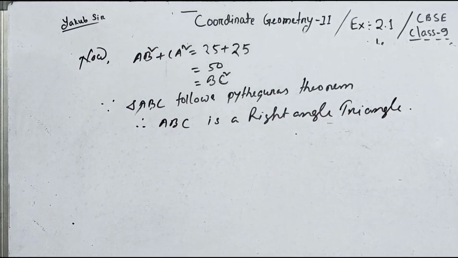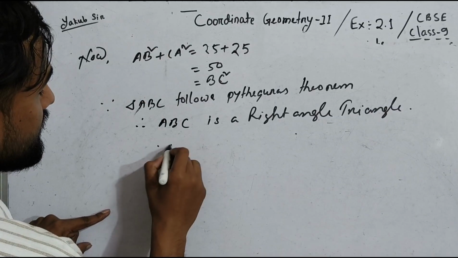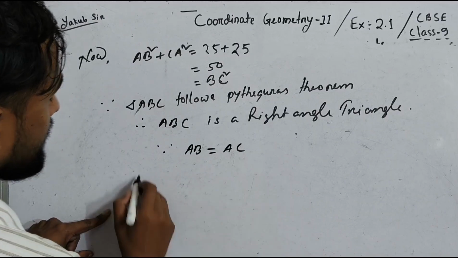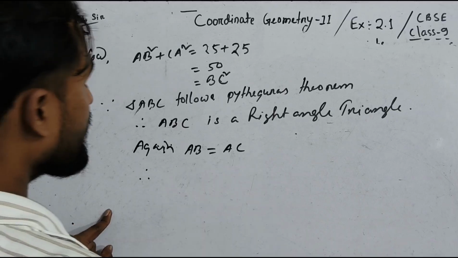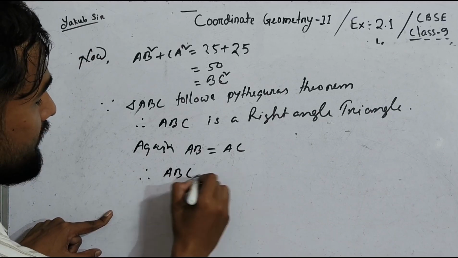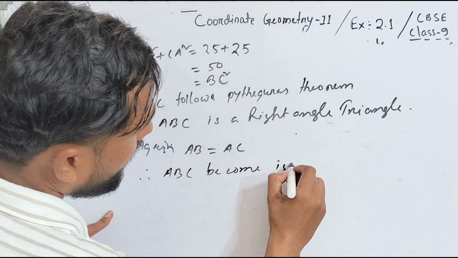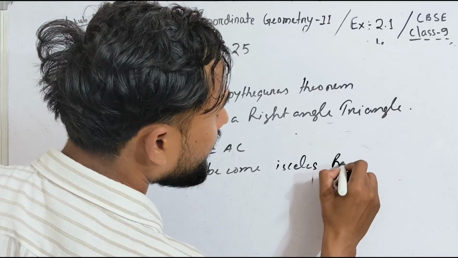And we have to prove that it is also isosceles. Since AB equals AC here, therefore ABC becomes an isosceles right angle triangle.